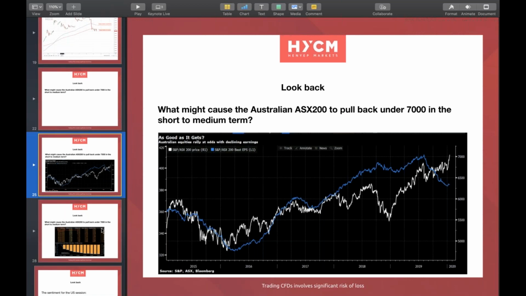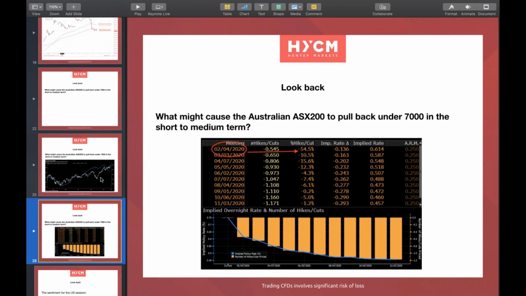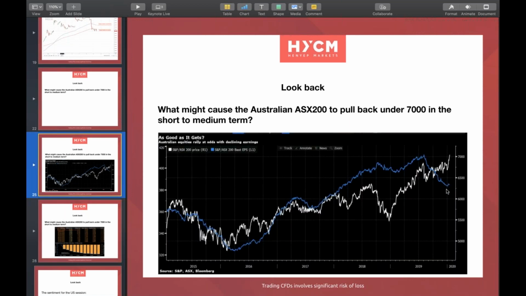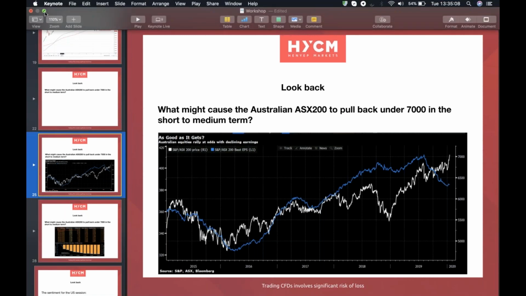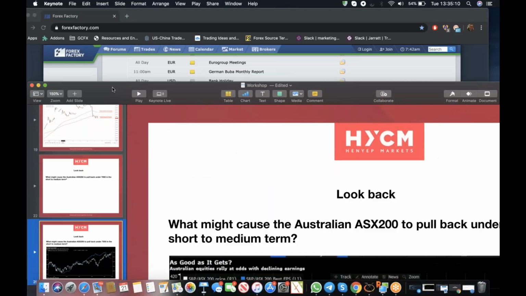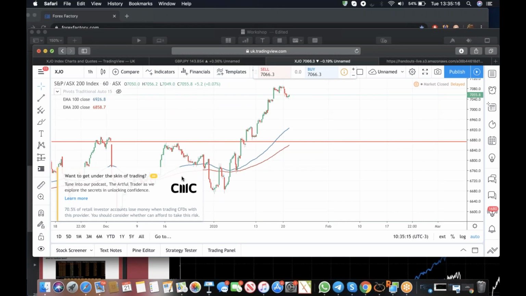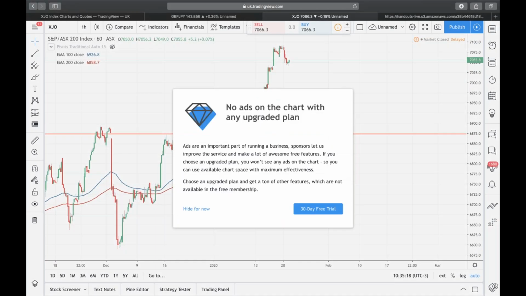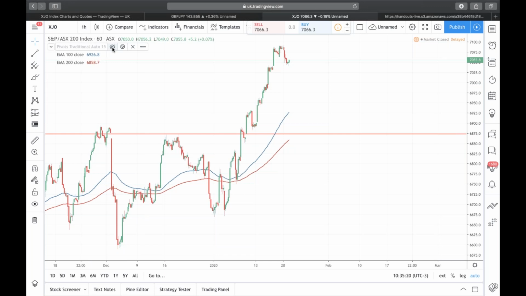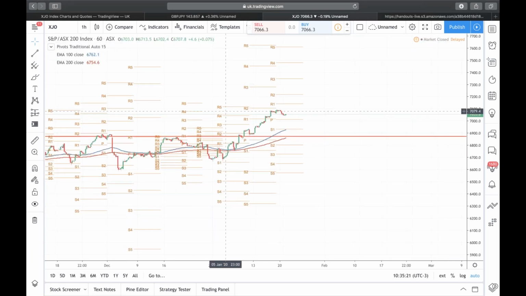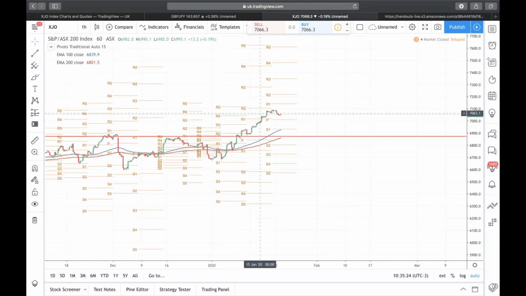So when you put together a chance of a rate cut at 50-50, and earnings per share diverging away from the ASX200, would we expect to see a pullback in this equity market? And now we have a risk-off tone given the spreading coronavirus. So potentially, I wouldn't be surprised to see a pullback in that equity market.